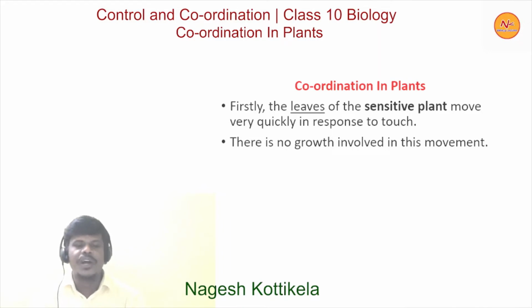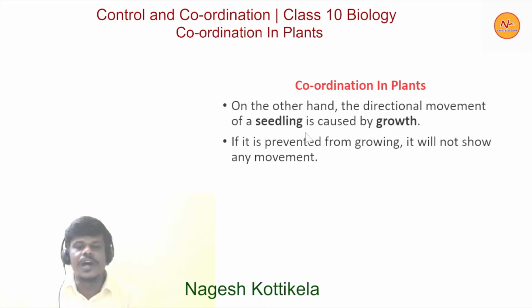Now when we discuss the second example, the directional movement of a seedling is caused by growth. So this is growth related movement. When a seed germinates, the root is growing towards the soil and the shoot is growing into the air. So these are directional movements and these are growth related movements. If it is prevented from growing, it will not show any movement.